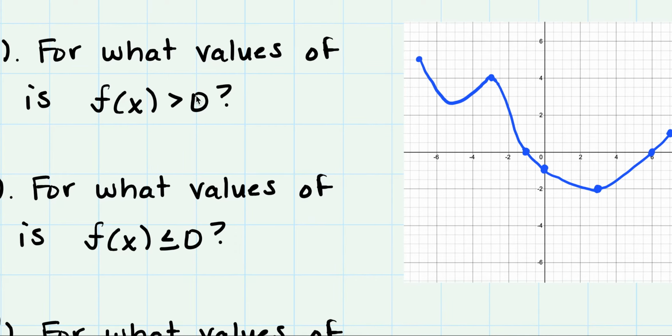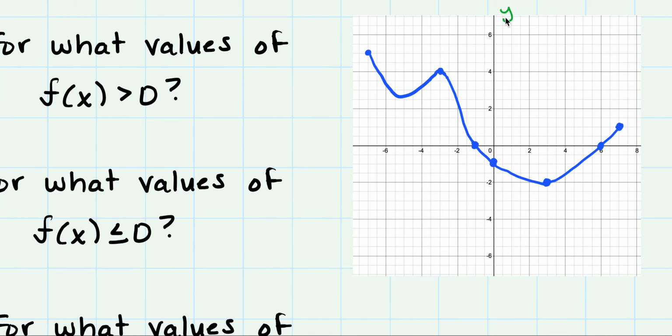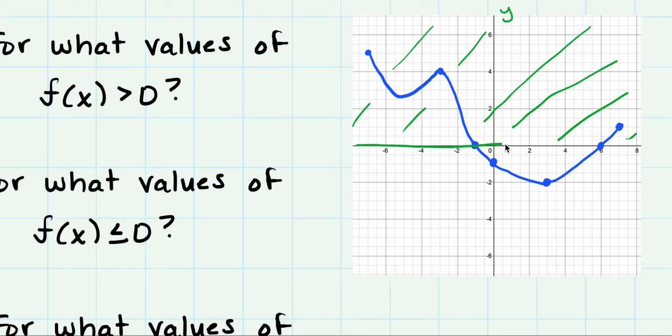Let's figure out where 0 is. Remember that f of x is the y value. Here's the y-axis. So we want all the values for which y is greater than 0. That goes with this piece of the plane, because here's 0. So we want all of the x values that, when we plug them in, give y values above 0.